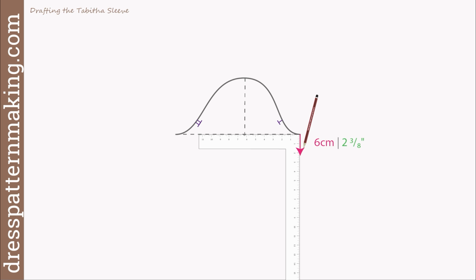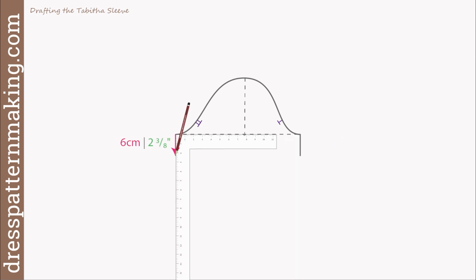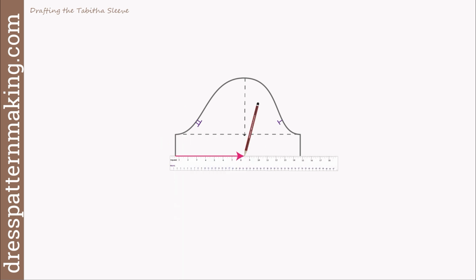Then I'll draw in an underarm line at right angles to the bicep line. My sleeve length, not including the flounce, is 6 centimeters or 2 3/8 of an inch. I'll draw a line the same length for the other underarm line at right angles to the bicep again. Then draw a line closing that open edge.